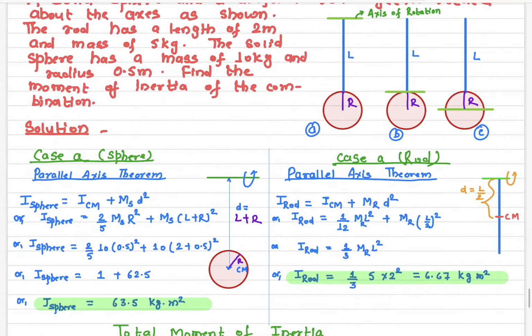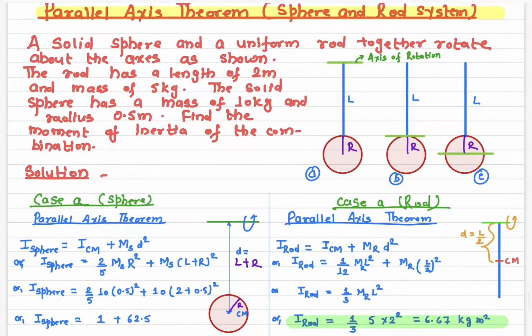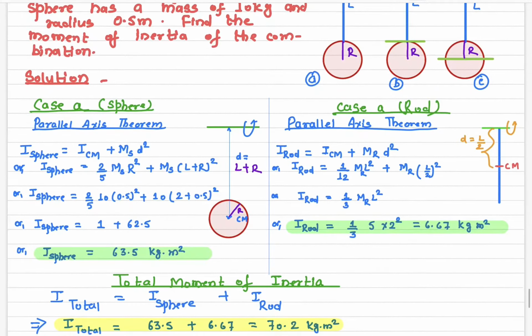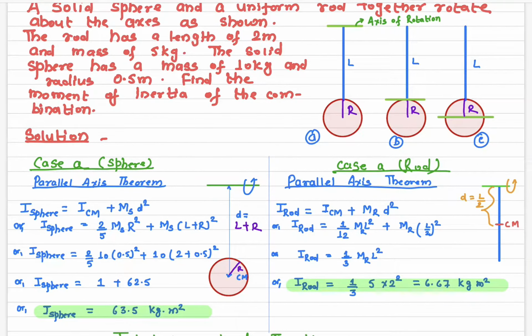So we'll start with case 1. In order to solve this kind of combined moment of inertia of two systems, we'll use the parallel axis theorem, and I'll explain what the parallel axis theorem is. Let's start with the sphere first. So here, case 1 and the sphere, and the axis of rotation is right here.